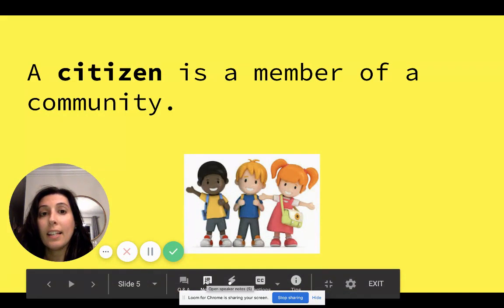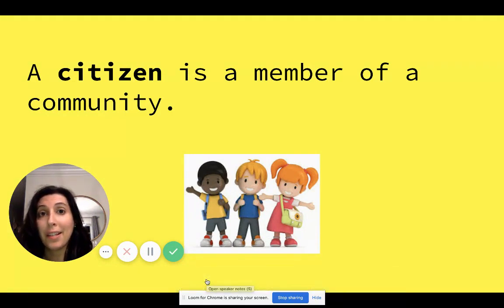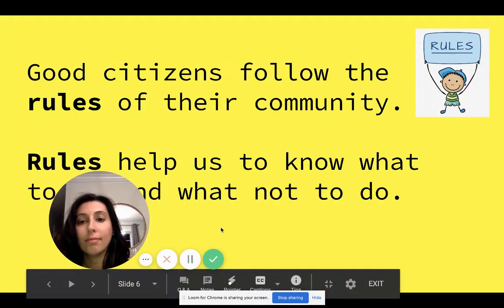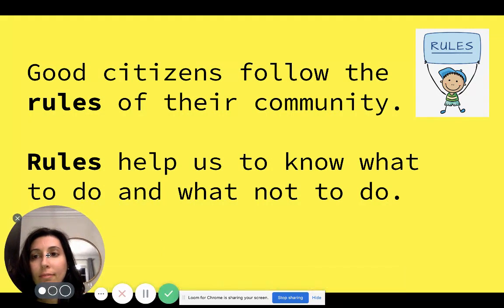A citizen is a member of a community. So you are a citizen of our virtual classroom community. You're also a citizen of our school community. Good citizens follow the rules of their community. Rules help us to know what to do and what not to do.